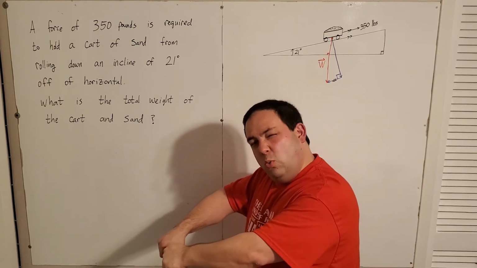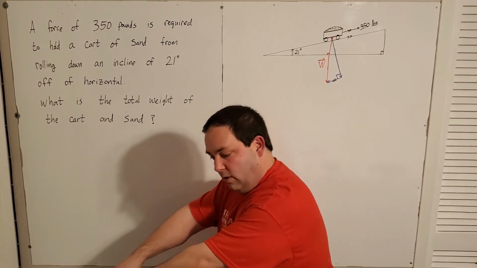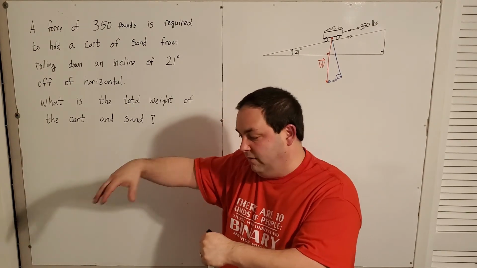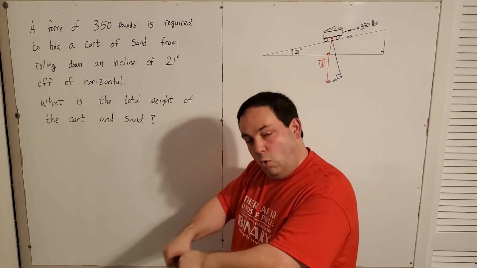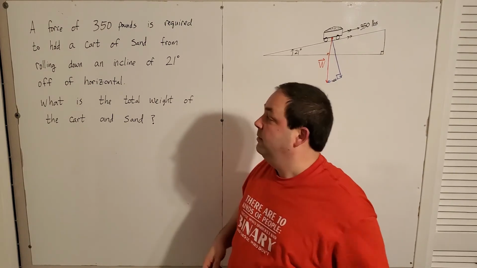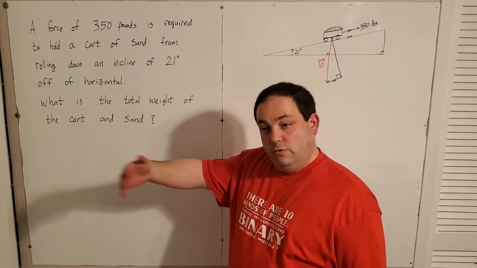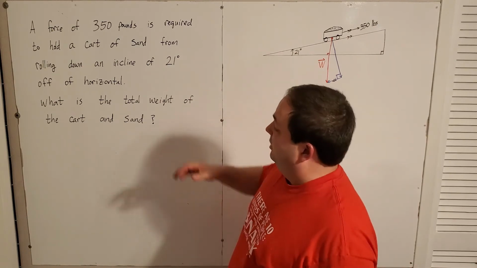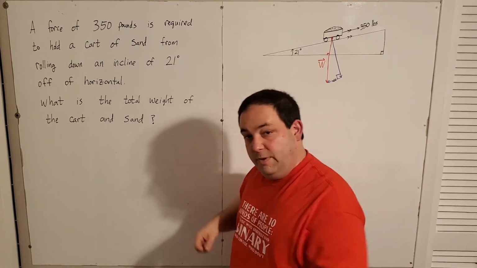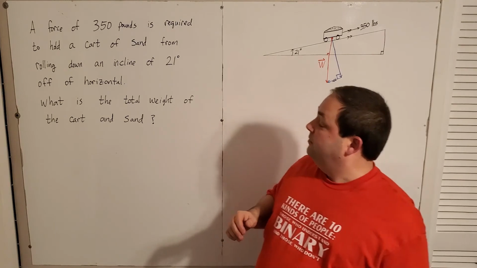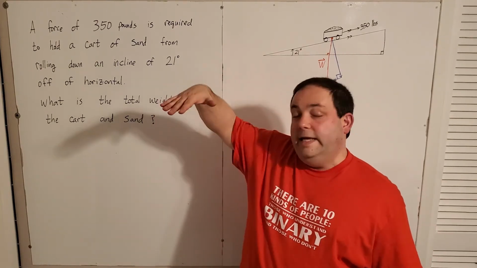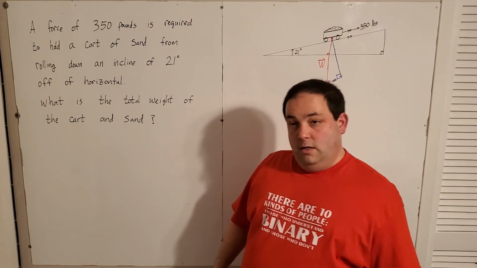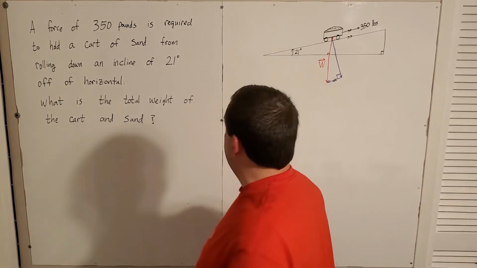Like it hasn't quite started moving yet, but it's not going down either. It's right at that equilibrium where the weight of the cart wanting to roll down the hill is just balanced out, right? So we can use that to directly correlate to the weight of the cart and sand. Okay, so 350 pounds is what's being used to keep it from rolling, and it's basically being held there, right? And it's a 21-degree incline ramp. Okay, and so we want to compute the total weight of the cart and the sand. So let's look at the setup here.